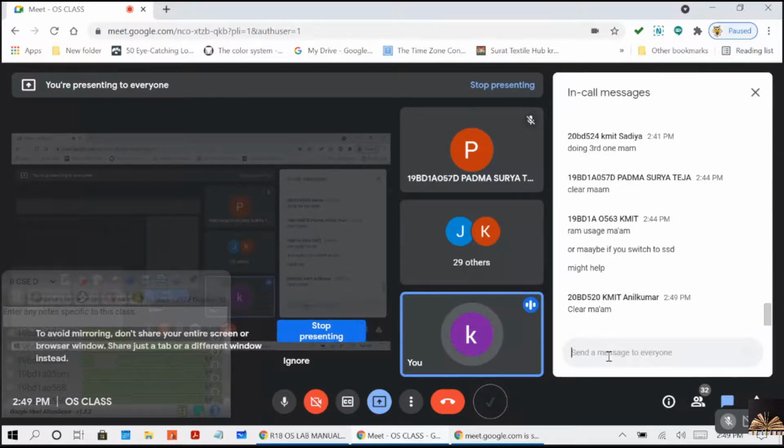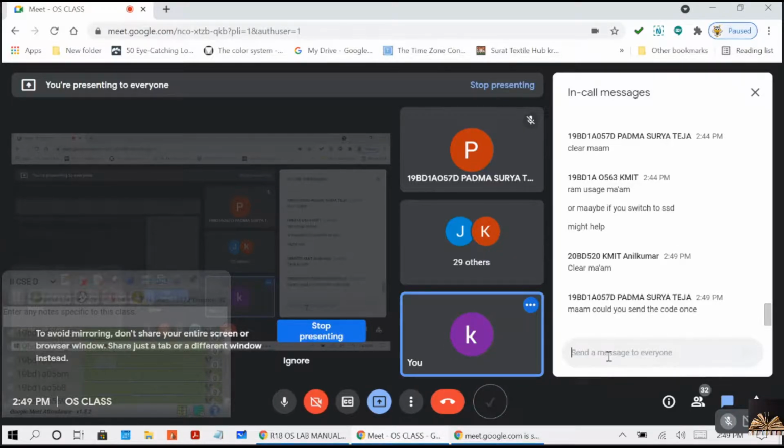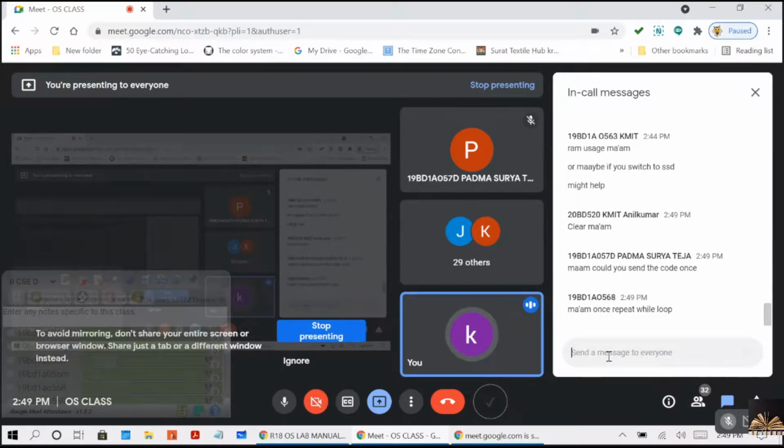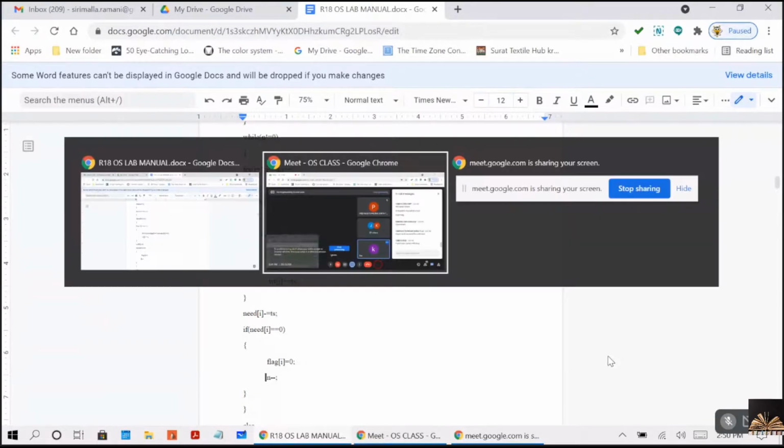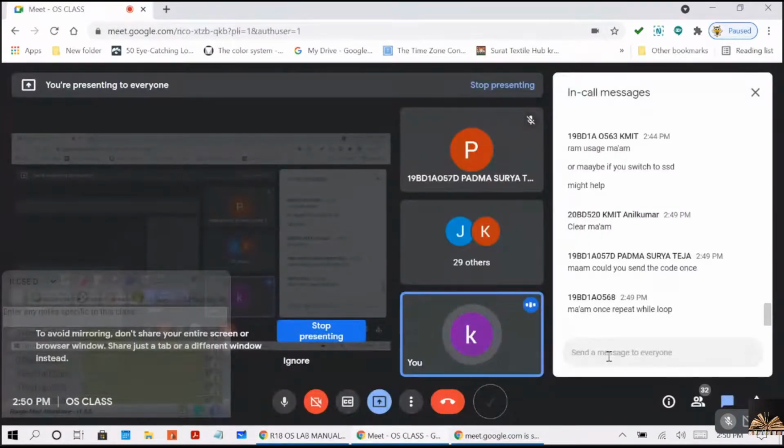So you try to complete the round robin now. First you try, ma'am, then I will send you the code. This while loop part, right? So initially what I'm doing is checking if the need is greater than the time slice, right? If it is, it means the process burst time is more than the time slice which I allocated, right?